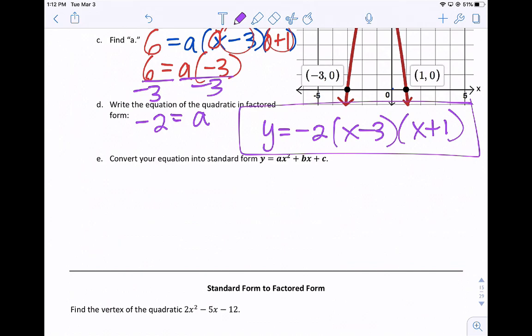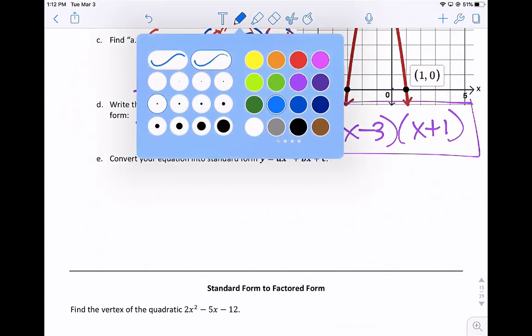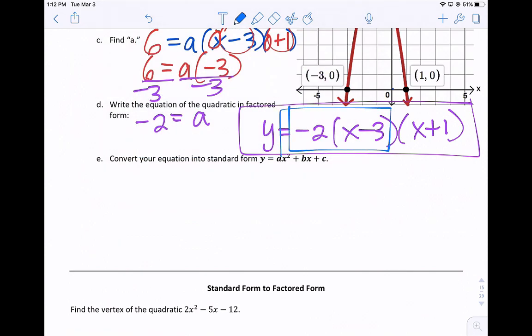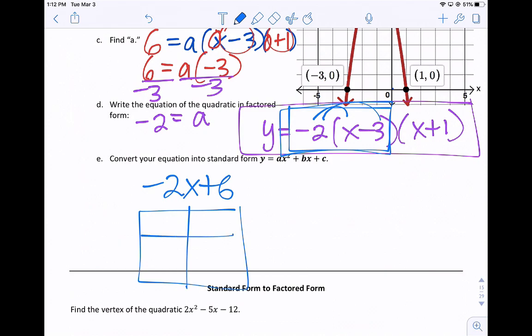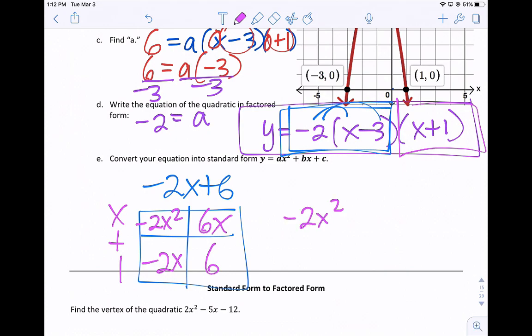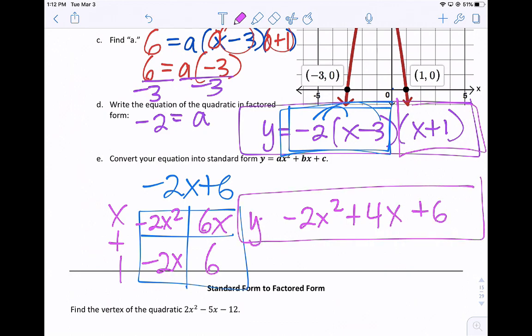All right, E, convert your equation to standard form. So when we multiply this out, we're going to pick any two to multiply together first. So I'll just distribute that, and we'll get negative 2x plus 6. And we're going to take that and multiply it by our last term, which is the x plus 1. So we'll get negative 2x squared plus 6x minus 2x plus 6. And we'll combine like terms, and we'll get negative 2x squared plus 4x plus 6. So here's standard form of our quadratic equation.